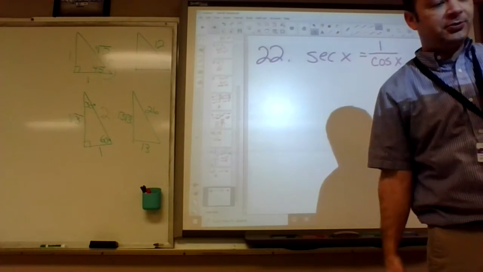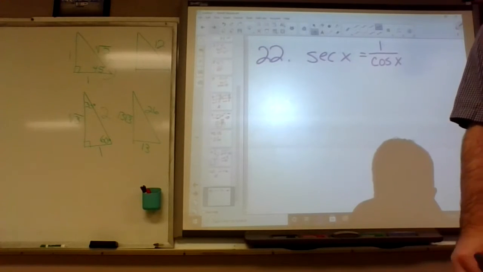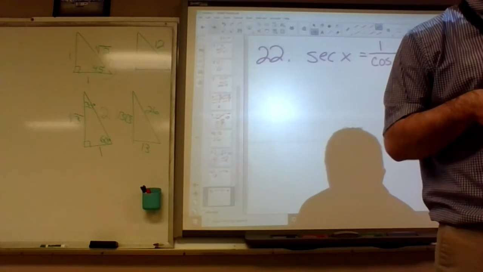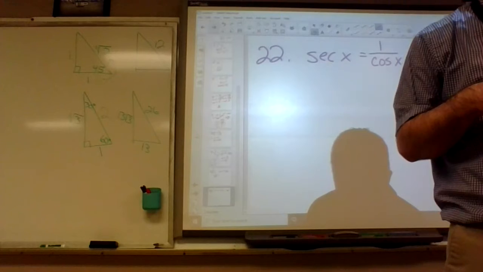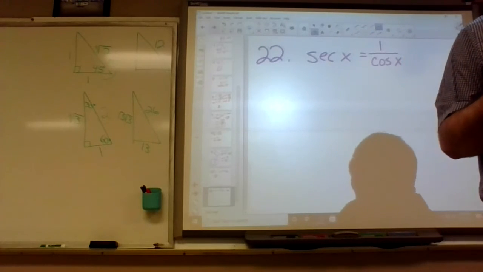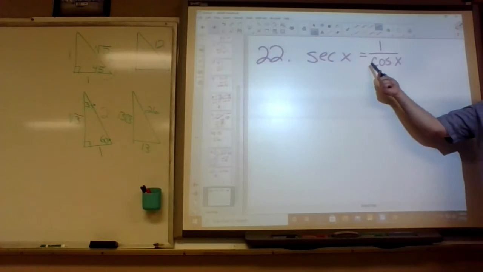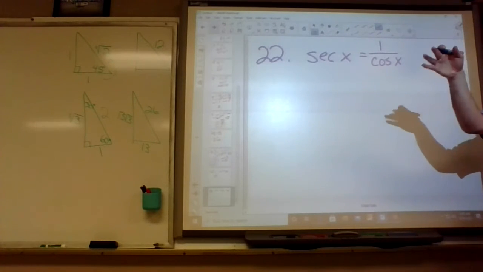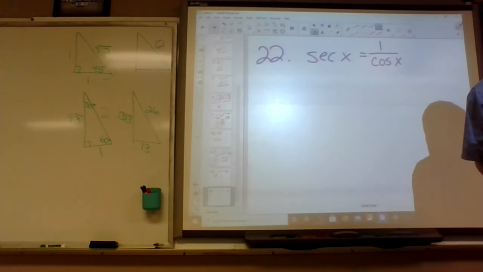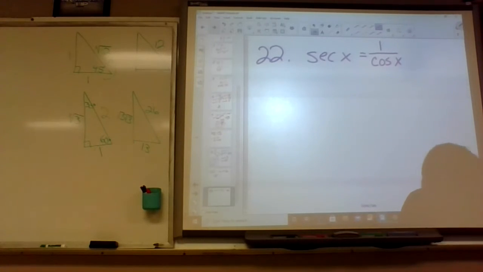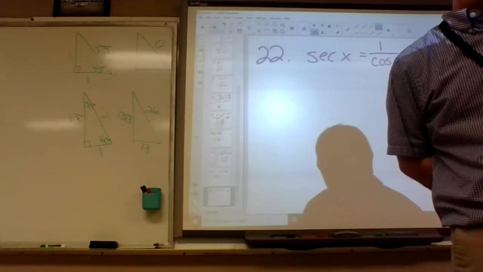So I'll let you guys do 23 and 24. That's another thing we need to have memorized. Secant is reciprocal of cosine, cosecant is reciprocal of sine, cotangent, tangent.